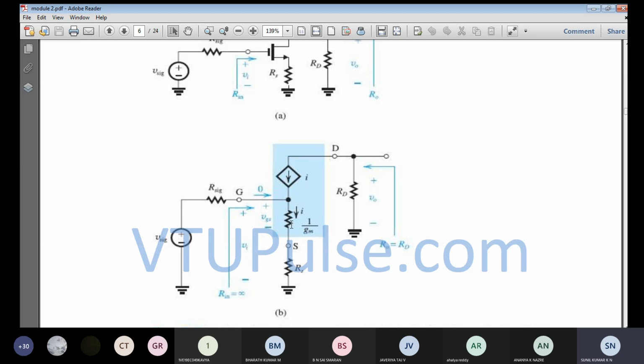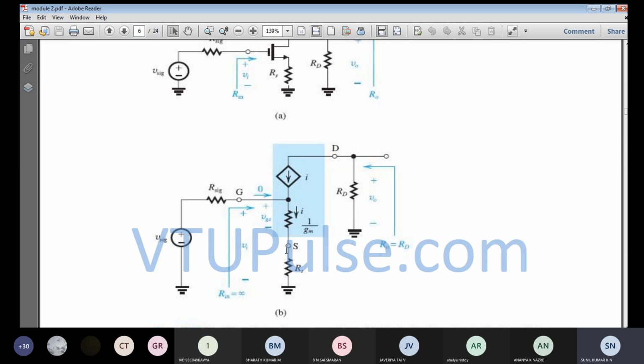So between the gate terminal and source terminal there is the gate to source voltage. Okay, so you can see this is the gate terminal and source terminal. So between gate and source, across this resistance, you are going to have what? The gate to source voltage VGS.